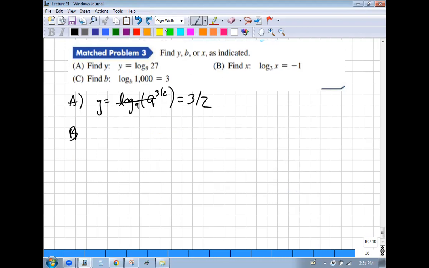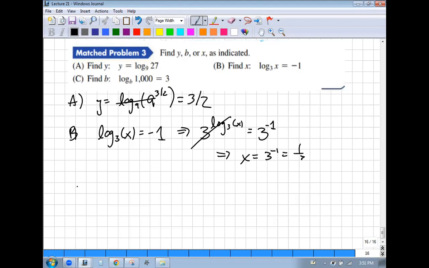Okay, to get this x, how can we get to that x here? If I look at this, I got to get rid of this log. The inverse of a log is exponential. So I do 3 to the log base 3 equals 3 to the minus 1. So I'm doing a base 3 on both sides so that that will go away. And then I have x equals 3 to the minus 1, which is 1/3.